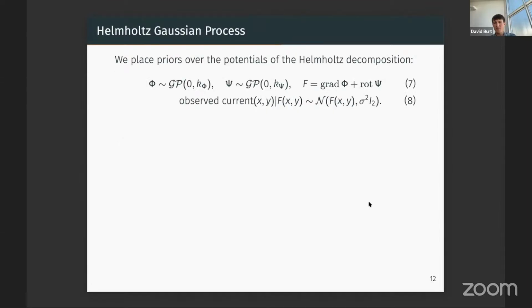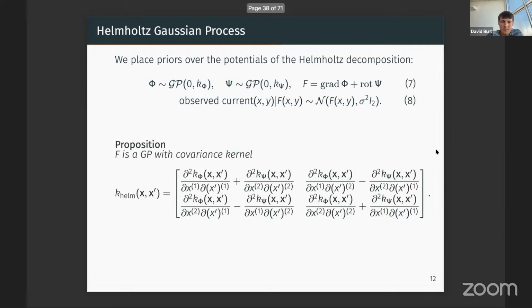Okay. So now we've talked about the Helmholtz decomposition. I think there's a straightforward thing to do, which is to place priors over the potentials of the Helmholtz decomposition. So it's phi and psi. Remember, these are both functions from R2 to R. So we can just place standard univariate Gaussian process priors independently over these 2 components, and then define this latent current field as the sum of the grad operator applied to phi and the rotational operator applied to psi. And then use the same likelihood as before.